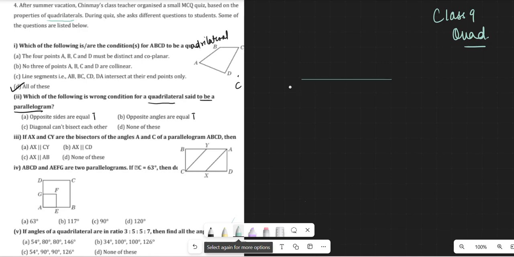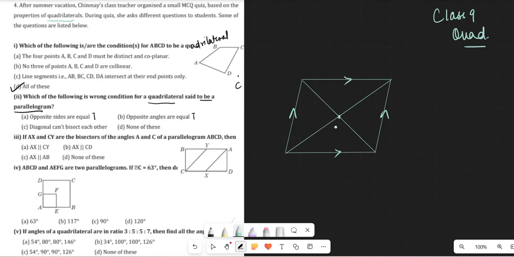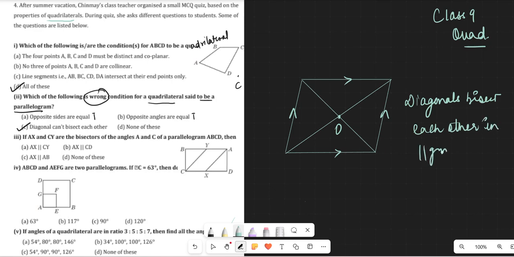Now, if we see a parallelogram, the important condition that we use is that because of the opposite lines being parallel and equal, we say the diagonals bisect each other. So which of the following is a wrong condition? C part is the right answer, that diagonals can't bisect each other. The diagonals will bisect each other. Diagonals bisect each other in parallelograms. This is an important property of parallelograms we'll use in class 10th as well.